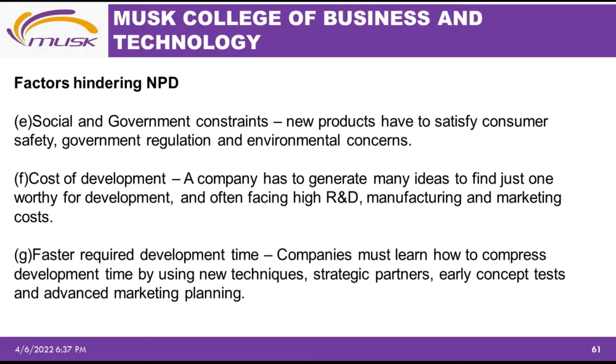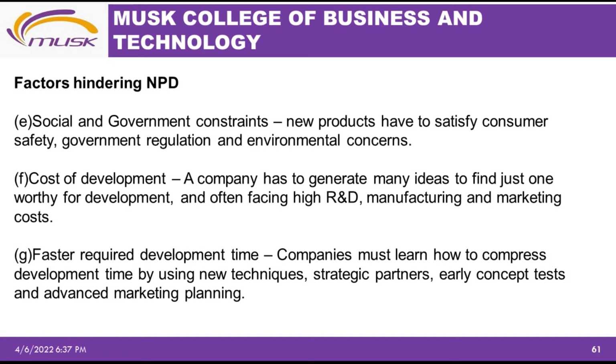And this is a continuation on the factors hindering new product development: social and government constraints. New products have to satisfy consumer safety and government regulations. So we have, for example, institutions that are tasked with looking at the quality. For example, in Kenya, we have what we call the Kenya Bureau of Standards. For a product to be released in the market, of course, it has to go through the organization, and they test whether it can be consumed, if it's a consumable product. So these regulations are hindering very many people from coming up with new products.